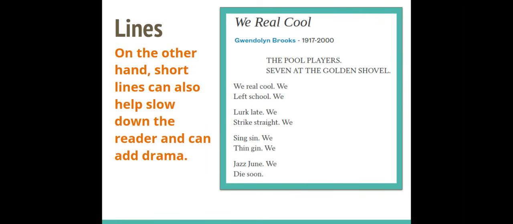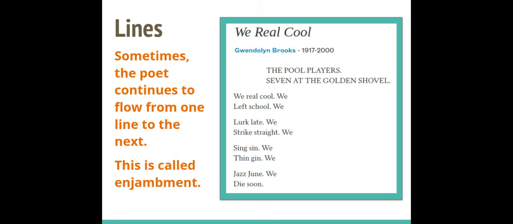All right, on the other hand, short lines will slow the reader down, and they can also add drama. And sometimes the poet will continue to flow one idea to the next line. So one line will have an idea and it just continues on down to the next line and continues on down to the next line. This is called enjambment.